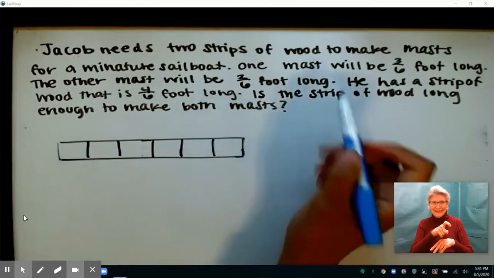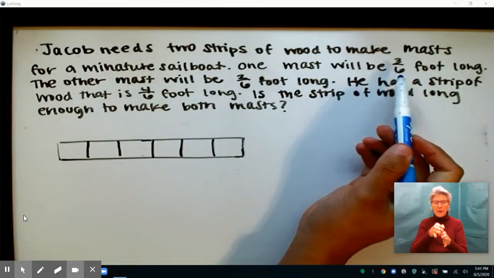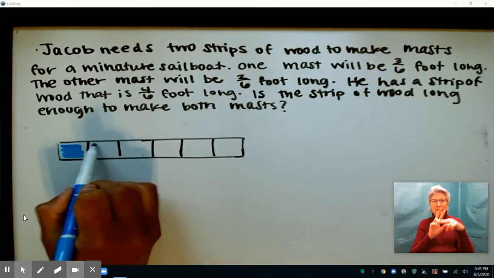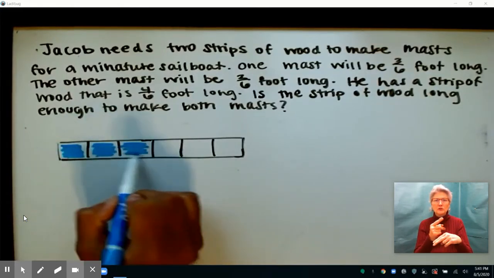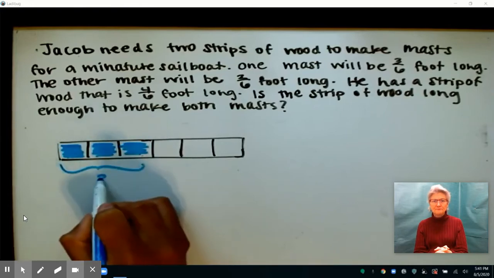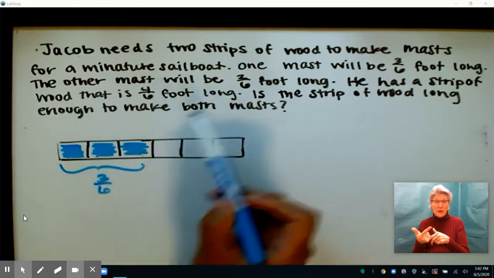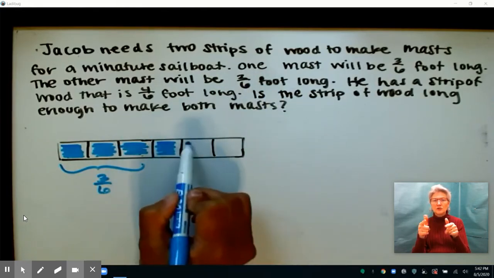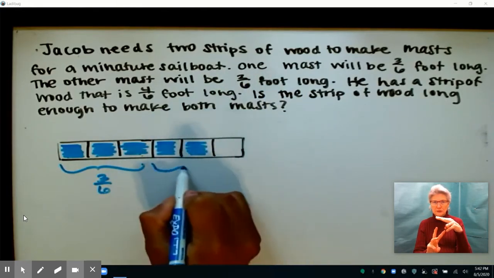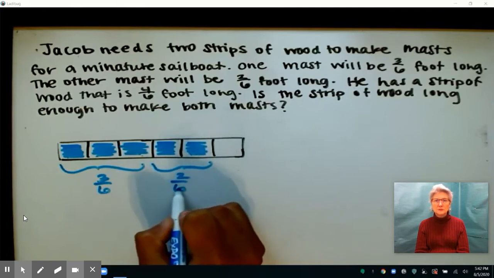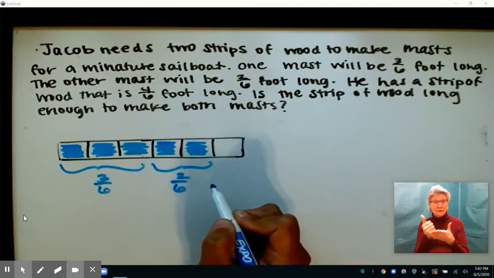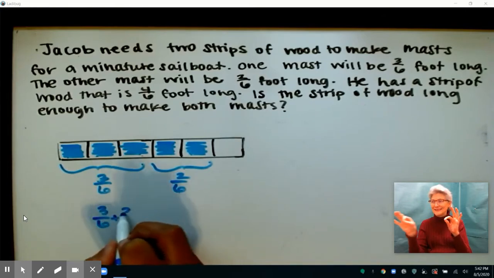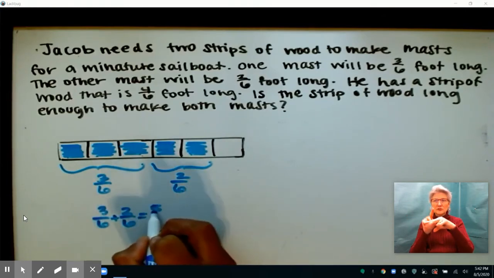So I know that one mast will be 3/6 foot long. So I'm going to shade in 3/6. Here's 1, 2, and 3/6. And I know that his other mast is 2/6 foot long. So I'm going to shade in 2/6 here. And that helps me get to the equation of 3/6 plus 2/6 for a total of 5/6.